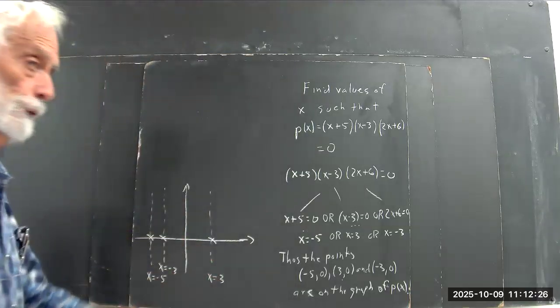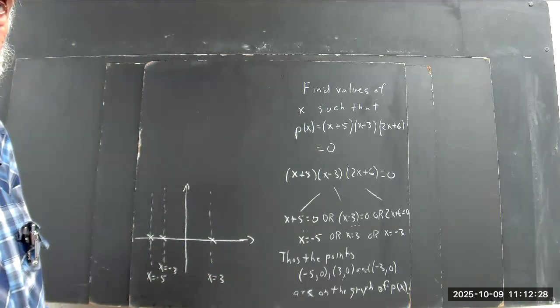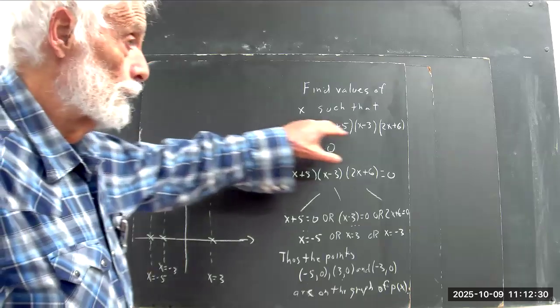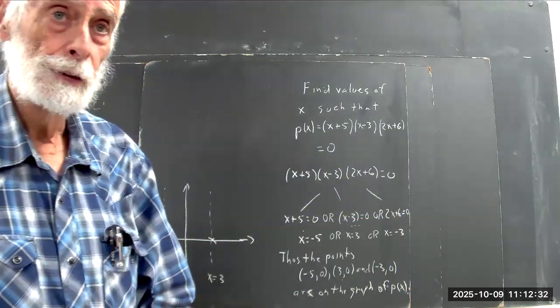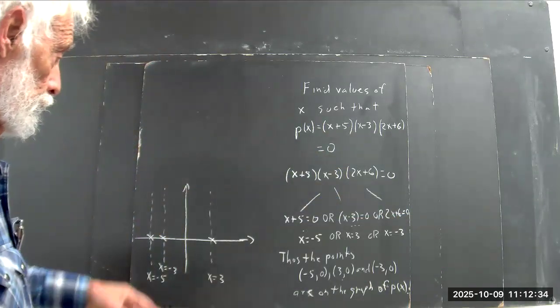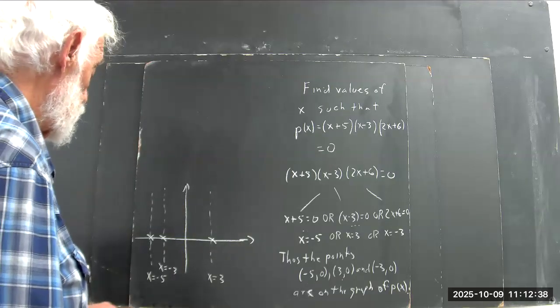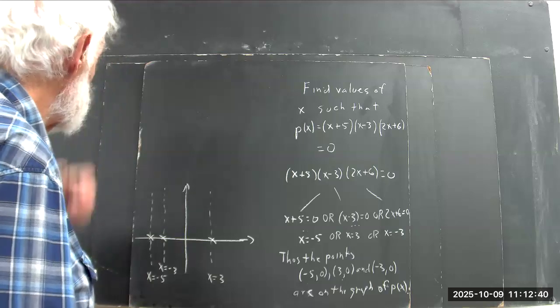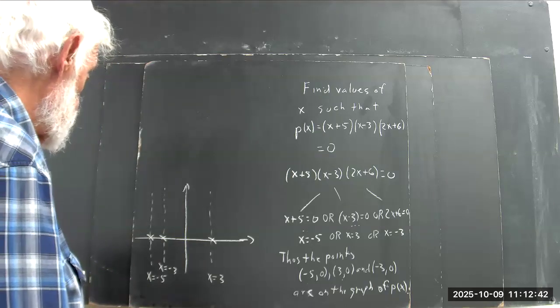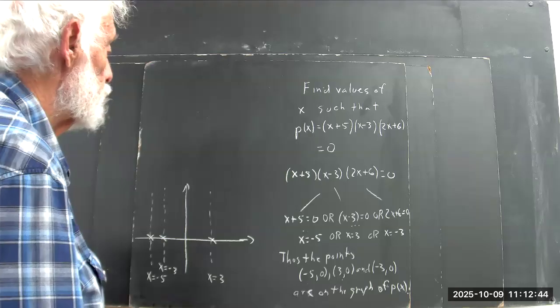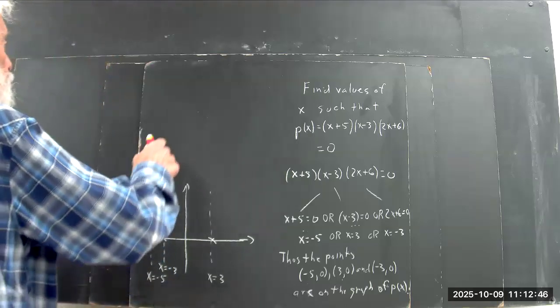So those are 3 points on the graph, and that's really easy. If your polynomial is factored, it's really easy to find all these points, at least all the x-intercepts. Okay, that's good. What's the y-intercept?